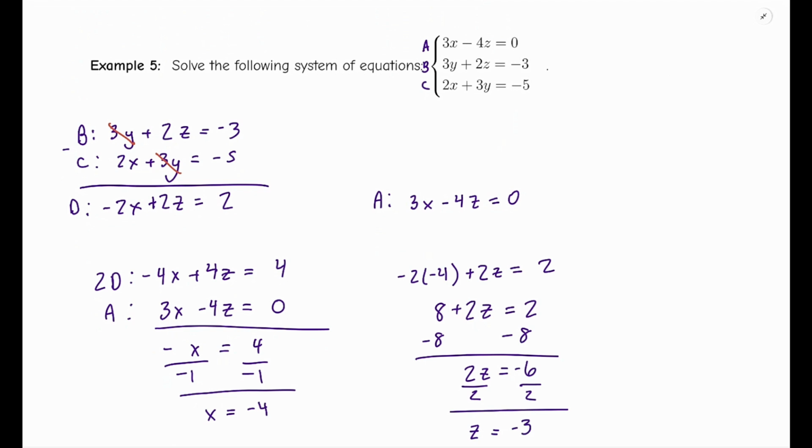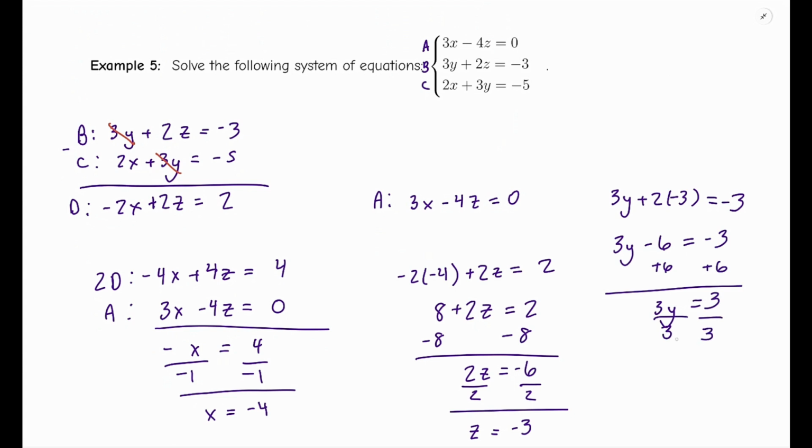And now that I have x and z, I need to plug it back into one of the original equations to find y. I'll go ahead and do equation B. So then we would get 3y plus 2 times negative 3 equals negative 3. 3y minus 6 equals negative 3. Add 6, add 6. 3y equals 3. Divide by 3, divide by 3. y equals 1. So then our answer to the original system of equations is negative 4, 1, negative 3.